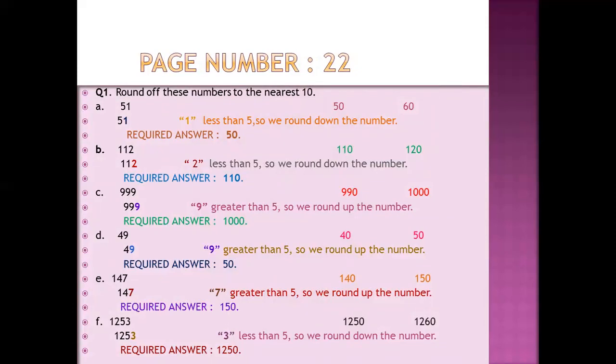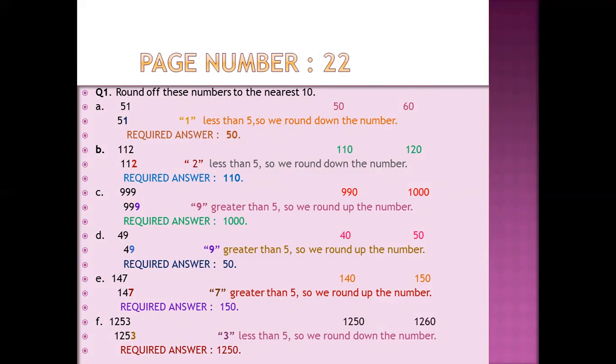Second part is 112 and we again see 2. 2 lies on the ones place and again 2 is smaller than 5. It means that we round down the number and our answer will become 110 because it falls in the previous number. I show here 50, 60, 110, 120. The number may fall in 110, maybe in 120. It depends on the place value of the ones number.